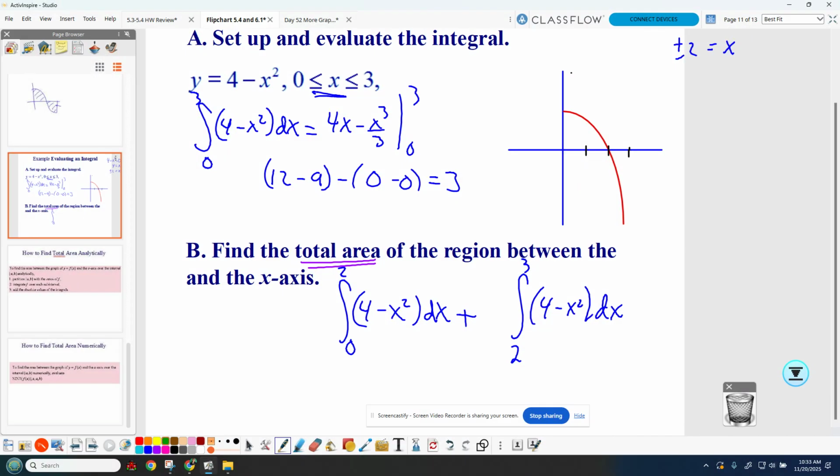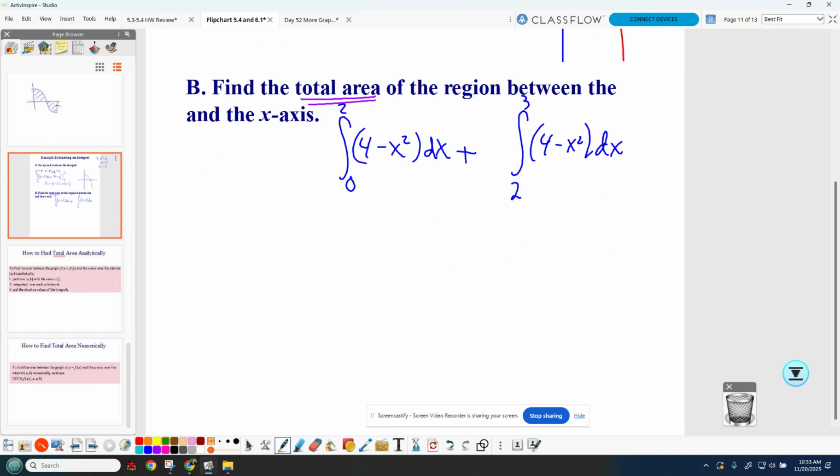So a heads up, AP often asks, set up, but do not evaluate. They're just like, it's irritating arithmetic, I don't want to bother you with it, but show me you know how to set it up. So that would be a setup. What's another alternative? We do absolute value of the whole integral from 2 to 3. Or both of them.